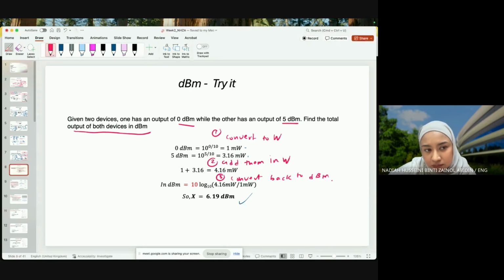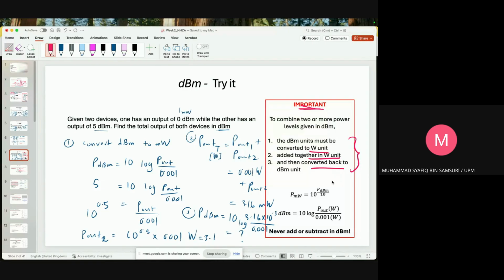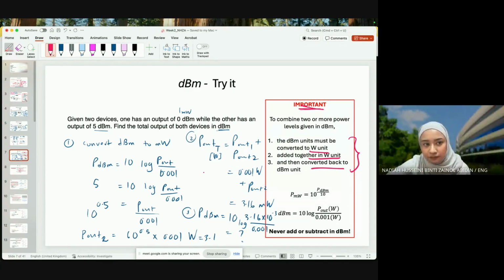Is that okay? Still confused? Okay. Baru nampak sebab dia ada dua benda kan. So dia tak boleh tambah macam tu je kan. No. Yes, you have to convert.